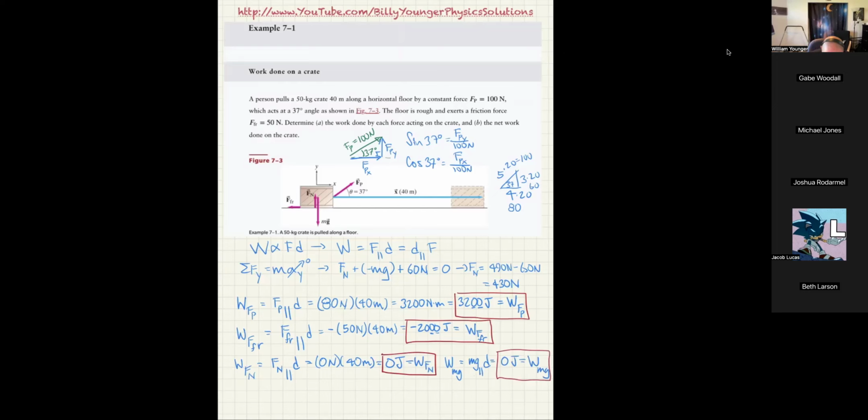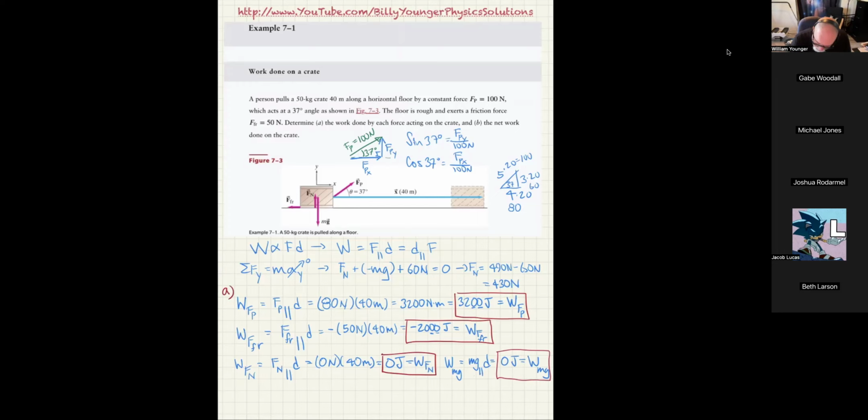So our forces were the friction force, the normal force, the weight due to gravity, and FP. And now we've calculated the work done by each of those four forces. And that was what part A was about. So I'm just going to write an A right here so we'll know.